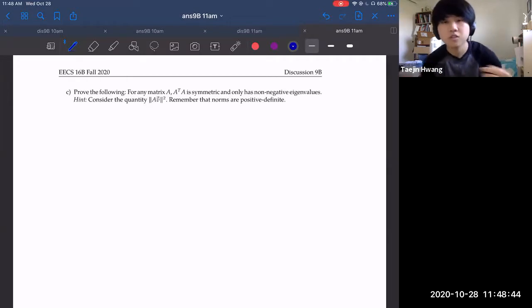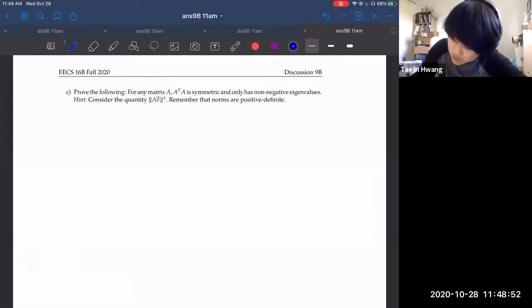All right, let's start taking a look at this one now. And we're asked to show two things, so let's make sure we show both of them. First thing we're asked to show is A transpose A is symmetric. So I've got to show this.